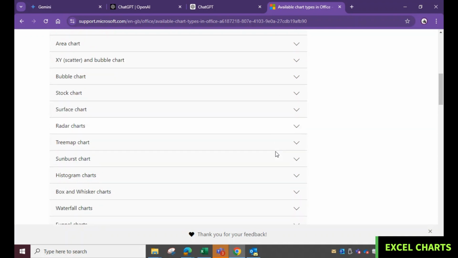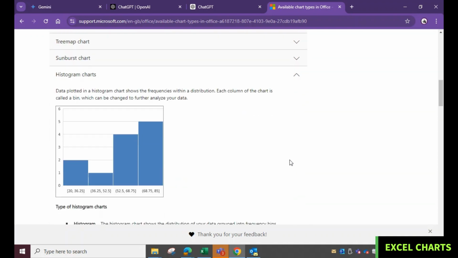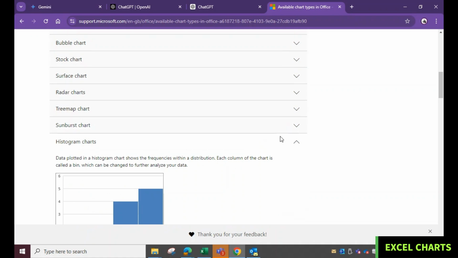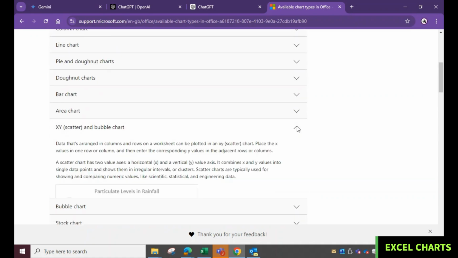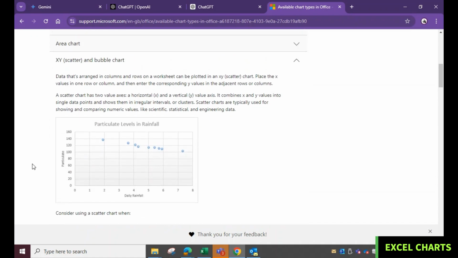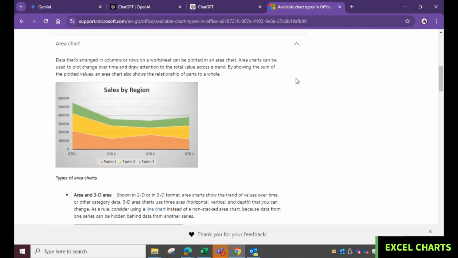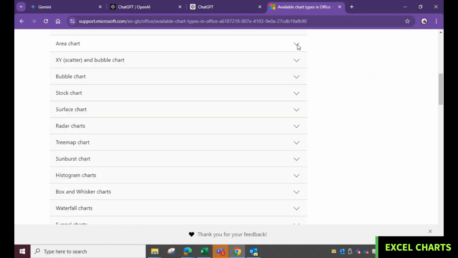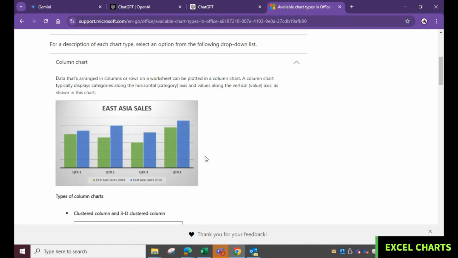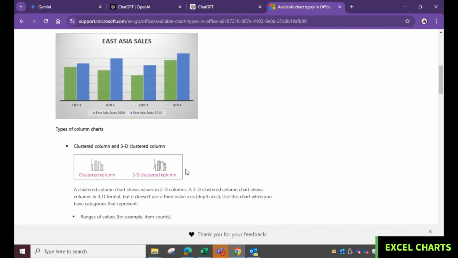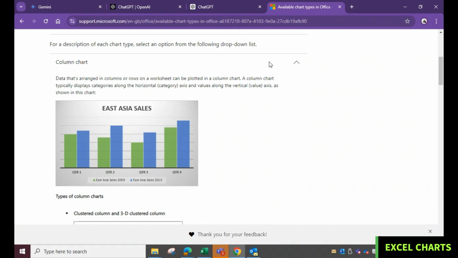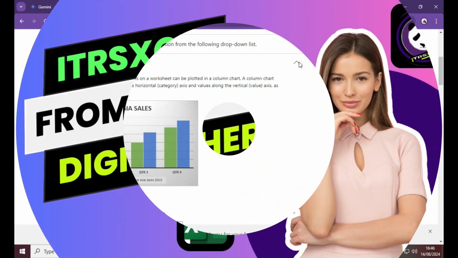Histogram, similar to a bar chart, but used to show the distribution of a data set across continuous intervals or bins. Scatter plot displays individual data points on a two-axis grid, used to identify relationships or correlations between variables. Area chart is similar to a line chart, but with the area under the line filled in, used to show cumulative data over time. Column chart is similar to a bar chart, but with vertical bars, commonly used for comparing data across different categories. Now we should have the knowledge to complete exercise 14.